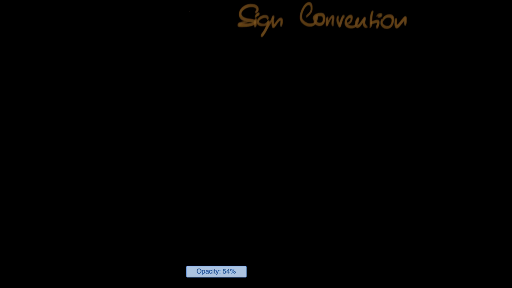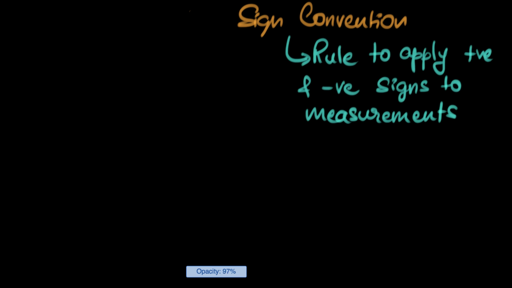Let's explore sign conventions in this video. Basically, we're going to talk about the rules that we're going to use to apply positive and negative signs to measurements. Now, you may be having a lot of questions in your mind, as in what measurements are we talking about? Why are we applying signs all of a sudden? And where are we going to use them?